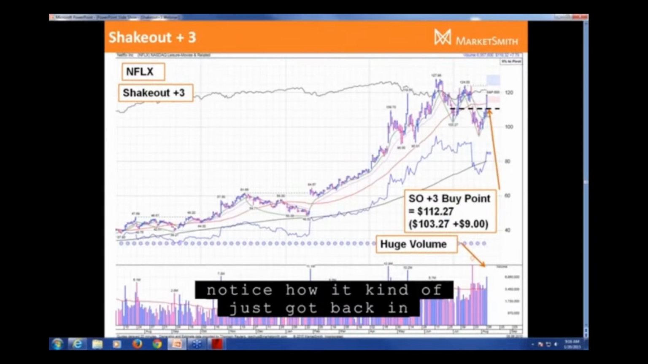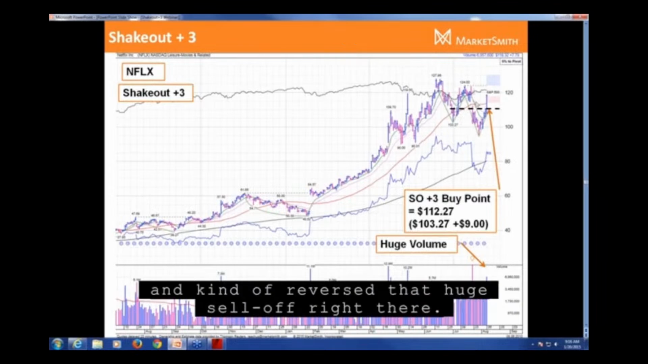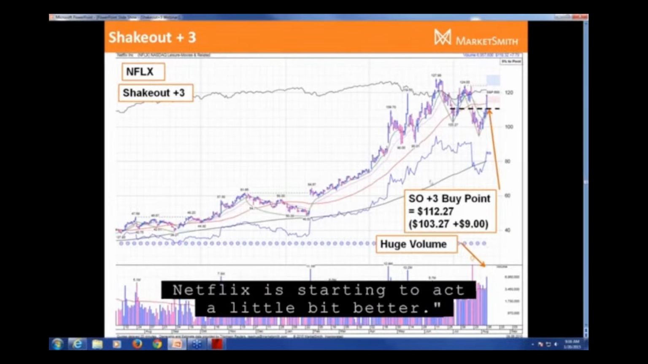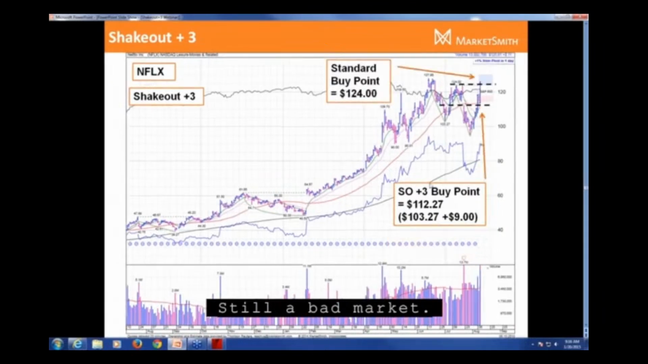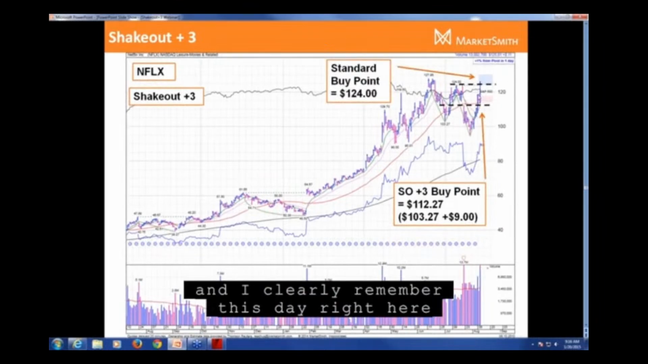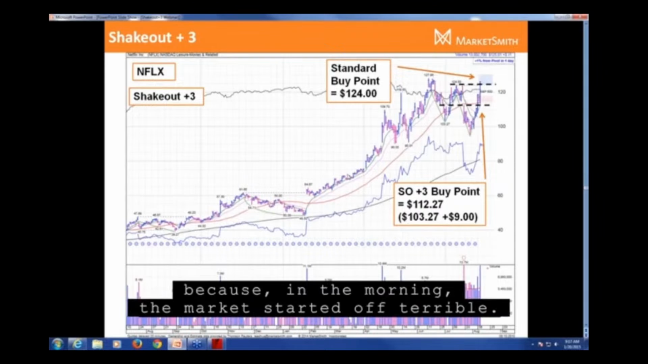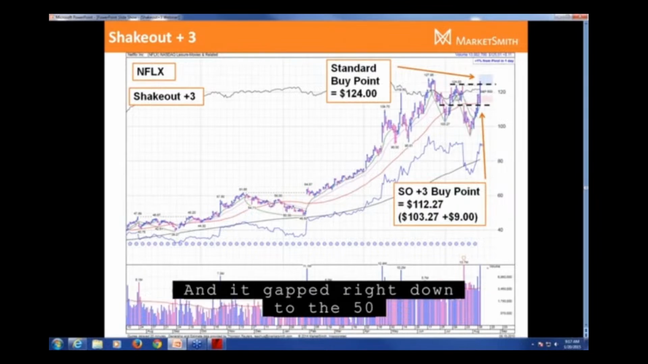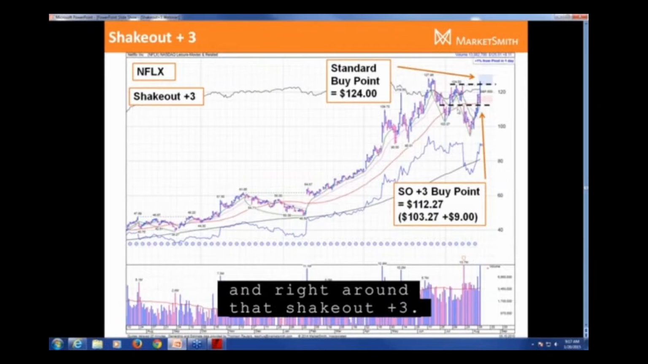Notice how it just got back in and reversed that huge sell-off right there. It's telling, okay, Netflix is starting to act a little bit better. Still a bad market. I clearly remember this day right here, because in the morning the market started off terrible. We were probably down 1% or 2% on the futures, and Netflix was gapping down too. It gapped right down to the 50 and right around that shakeout plus 3.